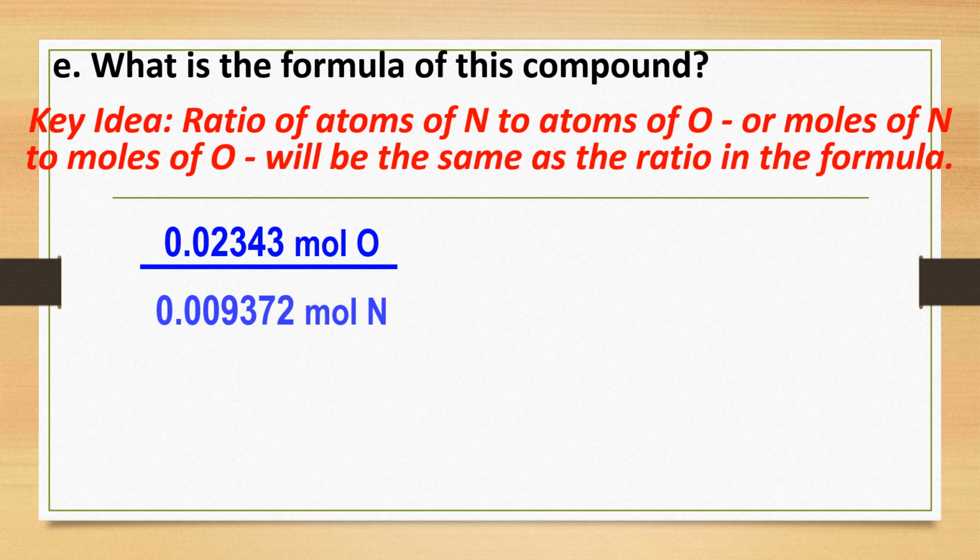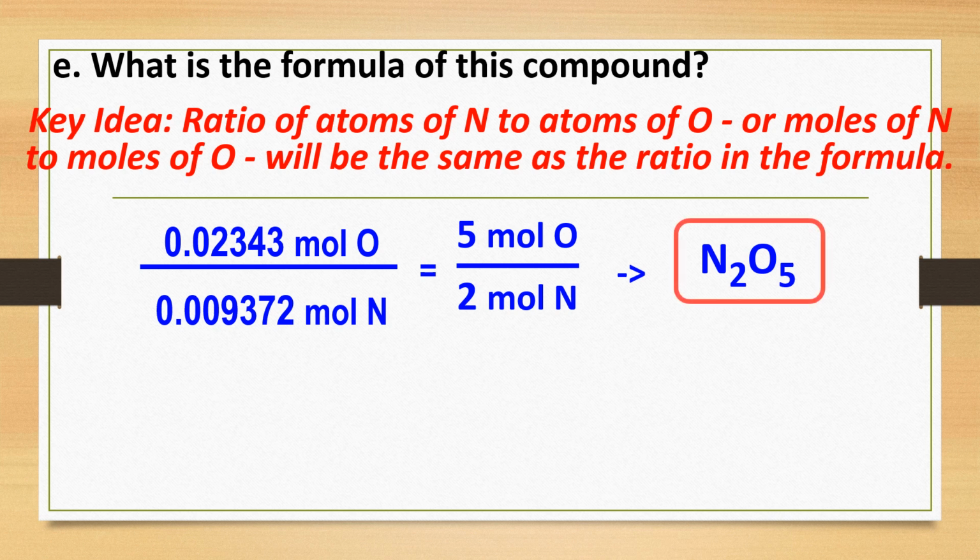So let's first look at the unit of mole. Over here, we have the moles of oxygen divided by the moles of nitrogen, and it gave us the ratio of 5 moles of oxygen for every 2 moles of nitrogen. So for every 2 moles of nitrogen, 5 moles of oxygen are needed. And that means the empirical formula of this particular molecule is N2O5.